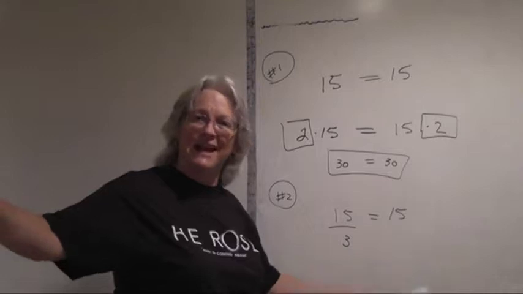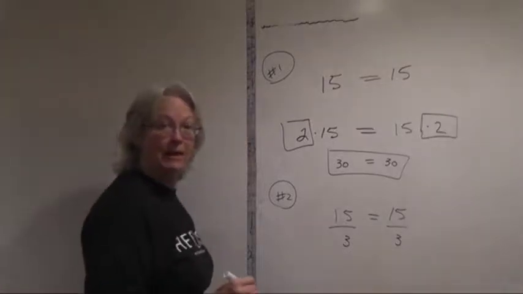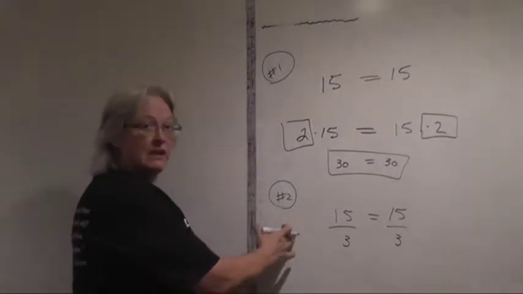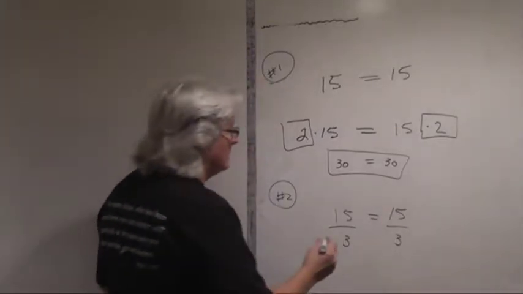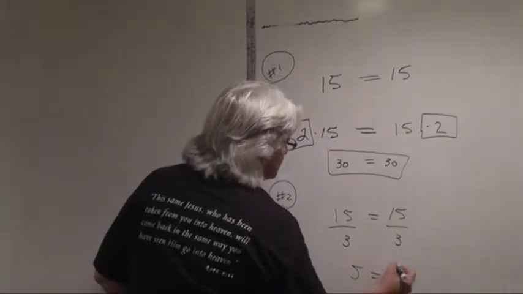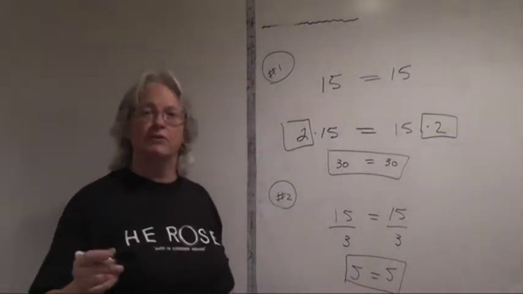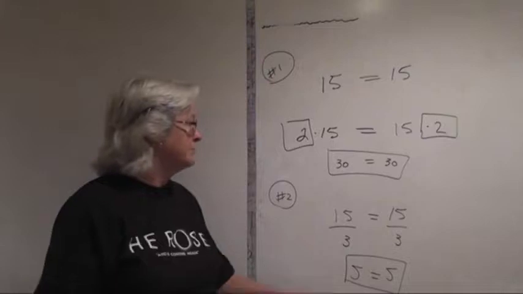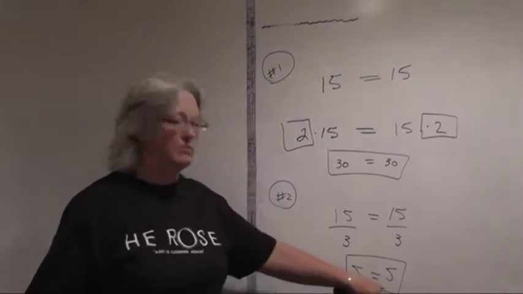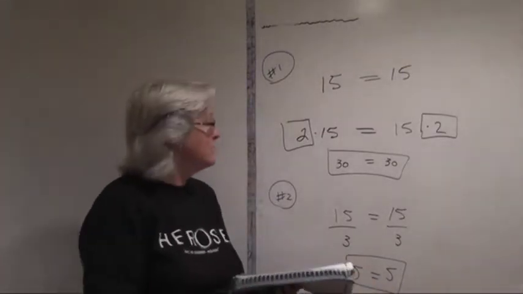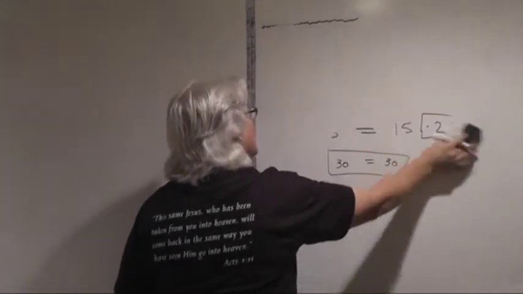As long as you do the same thing to both sides of the equation, that equation stays in balance. I've divided the left-hand side of the equation by 3. I need to divide the right-hand side of the equation by 3. And I end up with another true statement. It is true that 15 is equal to 15. 15 divided by 3 is also equal to 15 divided by 3, because 5 is equal to 5. And this is what they're leading up to here. They call it the multiplication property of equality.